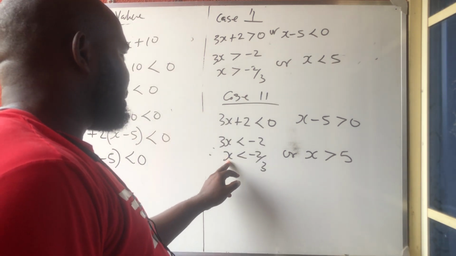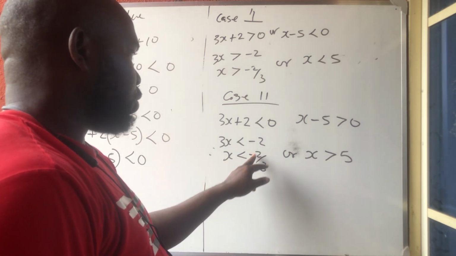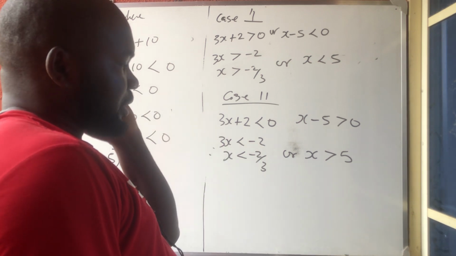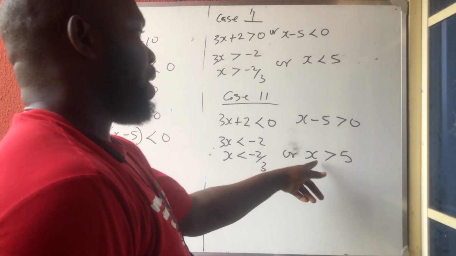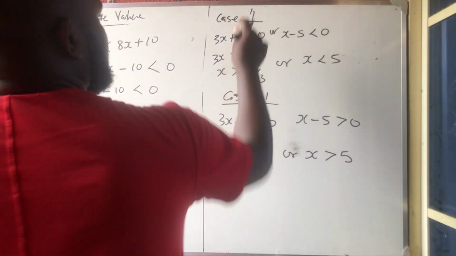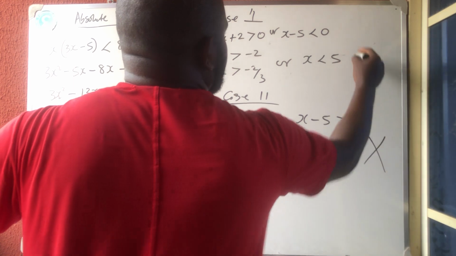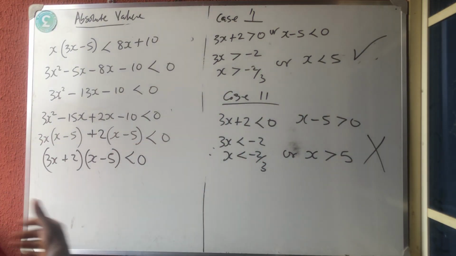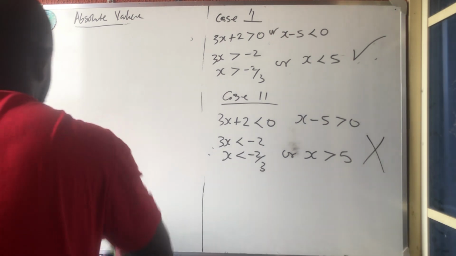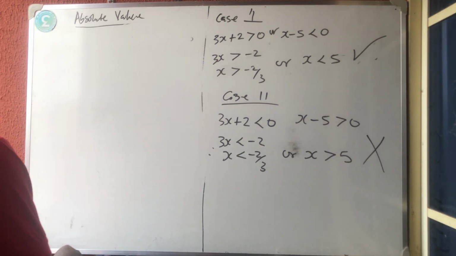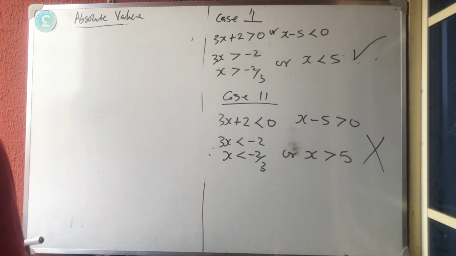We say that x is less than minus 2 over 3. So which means it can be 1. It can be minus 1. And minus 1 can never be greater than this. So case 1 is the correct answer. This is not the answer. Case 1 is the correct answer. Okay? So let's solve more questions for you to understand very well. So you want to analyze it by yourself so that you can get it properly.